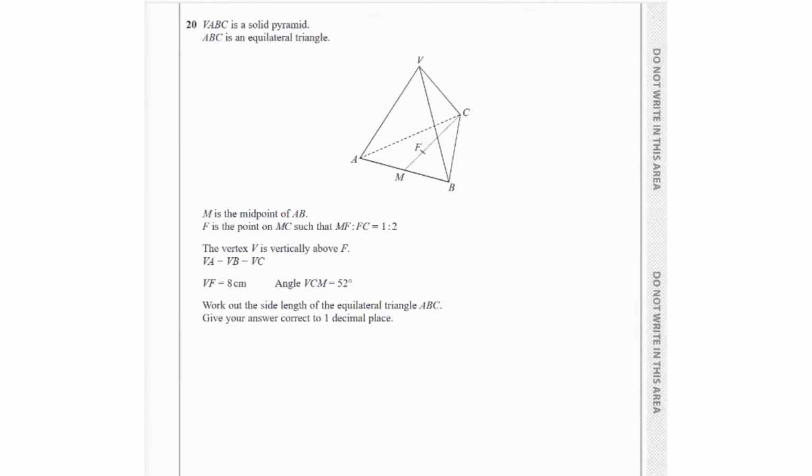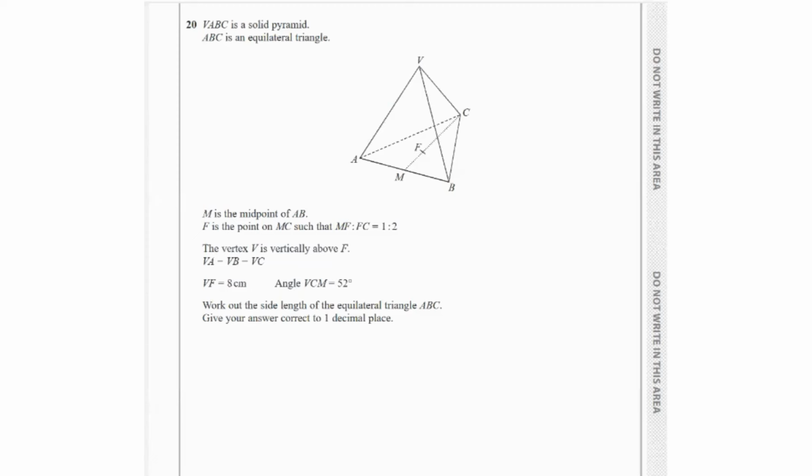Then it says VABC is a solid pyramid. ABC is an equilateral triangle. M is the midpoint of AB. F is the point on MC such that MF is to FC is 1:2. The vertex V is vertically above F. VA equals VB equals VC. VF is given as 8. Angle VCM is 52. Work out the side length of the equilateral triangle ABC, giving your answer correct to 1 decimal place.